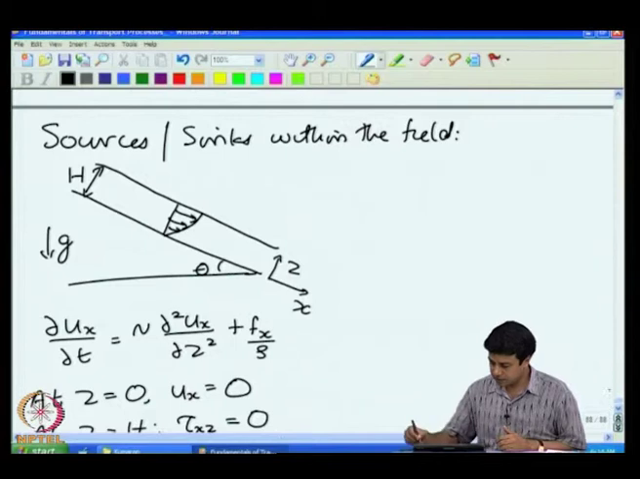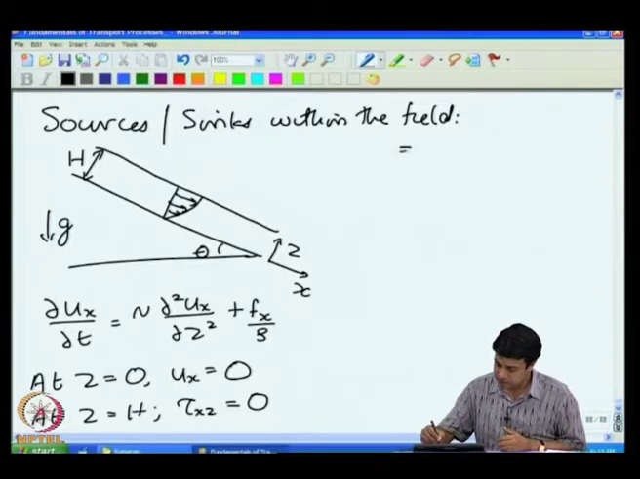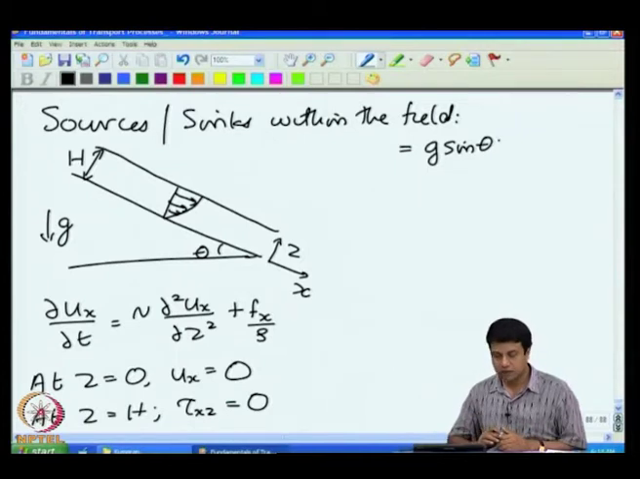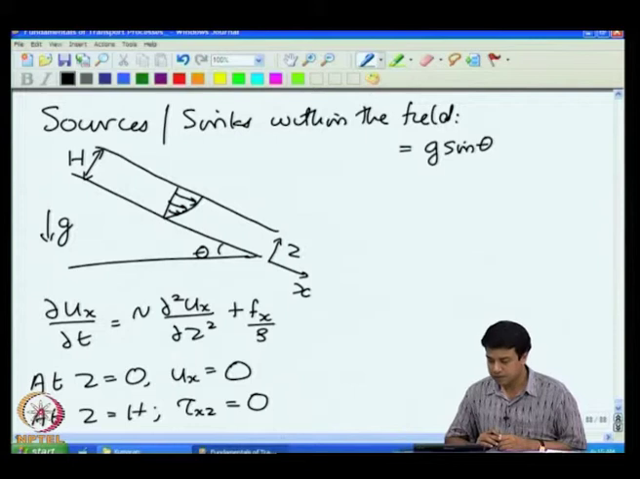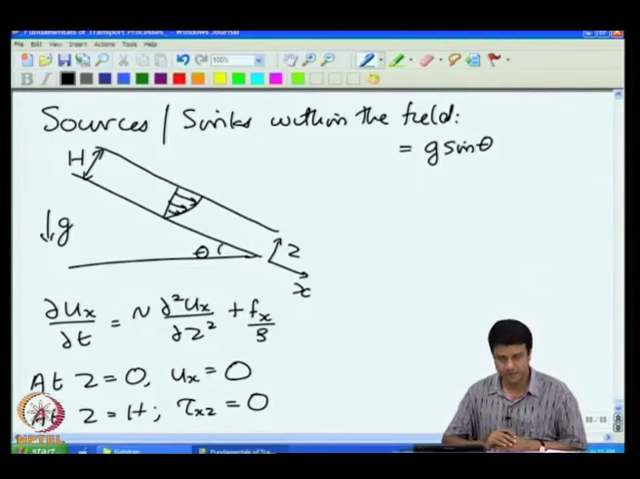So, what is the force acting in the horizontal direction? This is, as I said, a force per unit volume. Fx is a force per unit volume acting along the x direction. The component of the gravitational acceleration along the x direction is equal to g times sine theta, because theta is the angle of the inclined plane with respect to the horizontal.